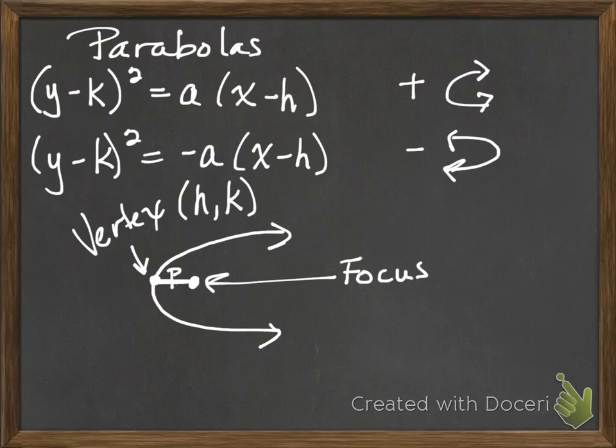All right? Then there is another imaginary line that goes through the focus, and it is called the latus rectum. The latus tells us how wide the parabola is going to be, or how narrow the parabola is going to be.